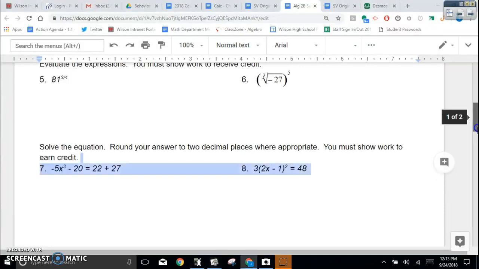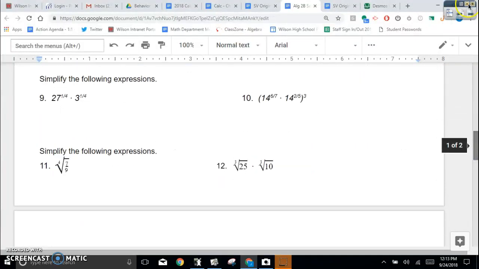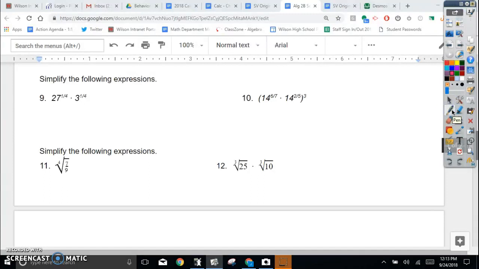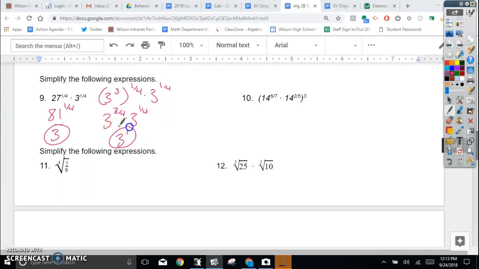All right, and moving right along, let's go through 9 through 12. So this will be 27 times 3, which is 81 to the 1/4. So that would be 3. Or you could do this is 3 to the 3rd, 1/4, 3 to the 1/4. Power to a power multiplies. This is 3 to the 3/4. 3/4 plus 1/4 is 1. So either way, it's the same answer. Great.